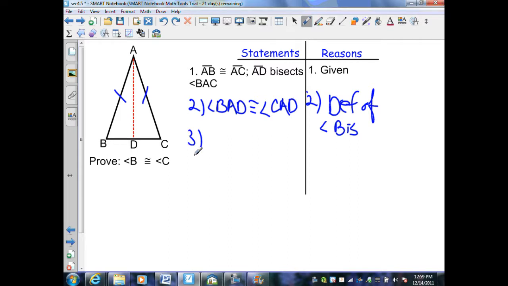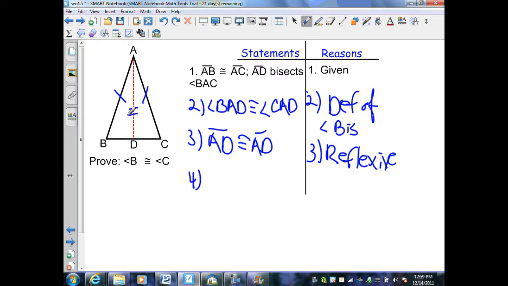The third step, I can state that AD is congruent to AD by reflexive property. Step 4, I now have the two interior triangles congruent. Therefore, I can state that triangle BAD is congruent to triangle CAD. And that is because of side, angle, side.